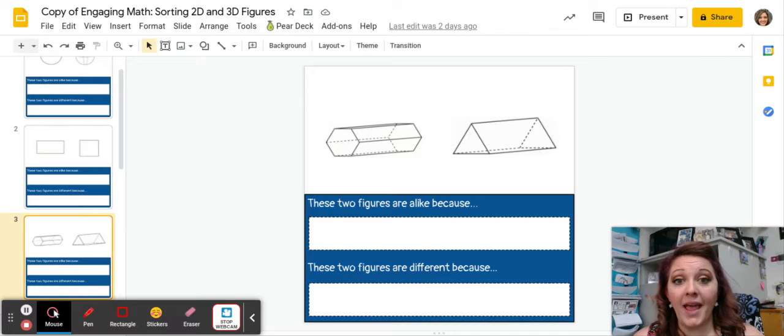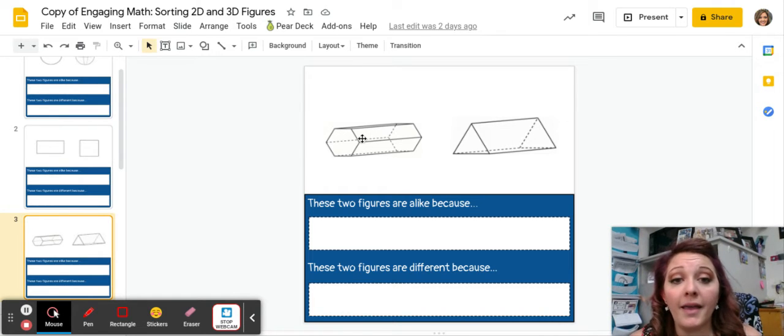Our next one has some different 3D shapes. So these 3D shapes are not ones that we have learned about, but we can look at this picture and see what some of the similarities and the differences are. So this one has a hexagon shape for a face. This one has a triangle shape for a face. So we've talked some about hexagons and triangles, but these two shapes are 3D.